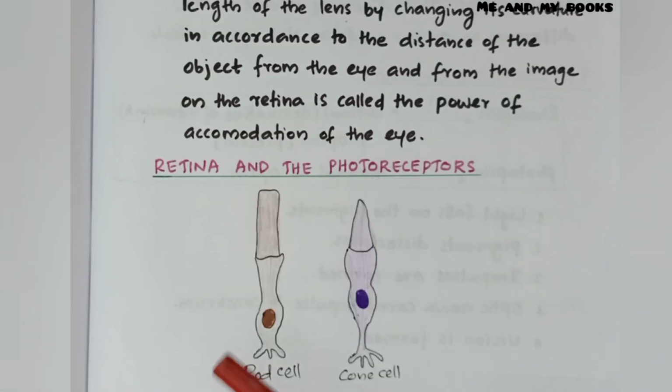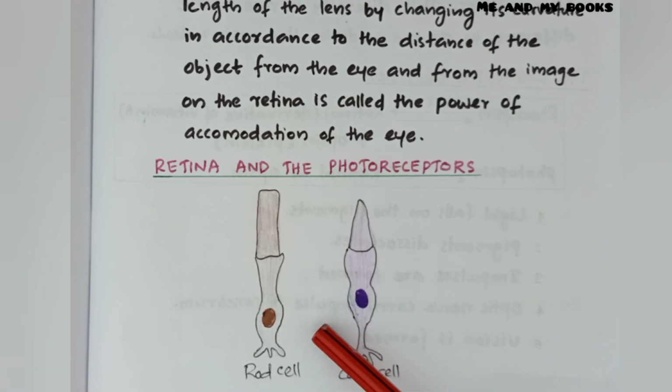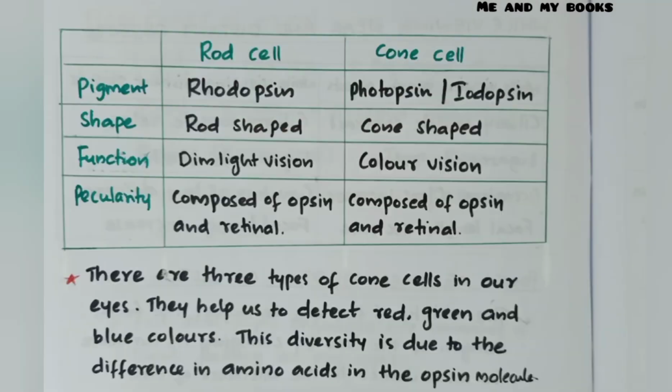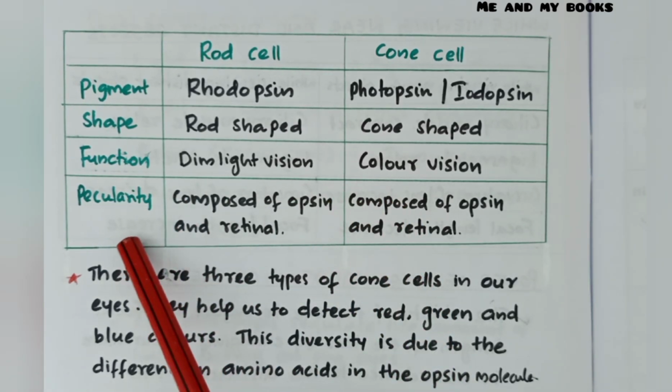Retina and photoreceptors. Retina has two important photoreceptors, rod cell and cone cell, which help us in vision. So first one is the rod cell and second one is the cone cell. So let us compare rod cell and cone cell based on indicators: pigment, shape, function, peculiarity.